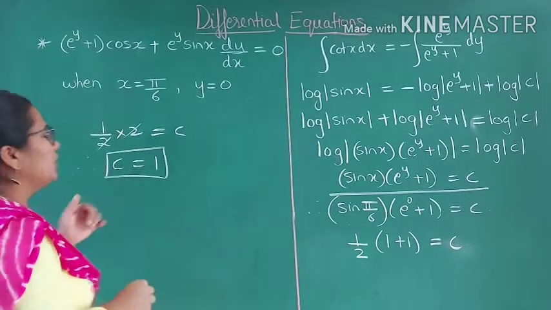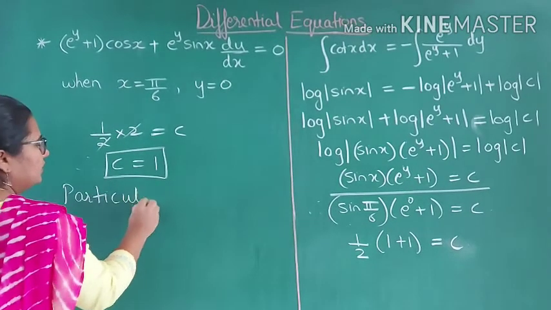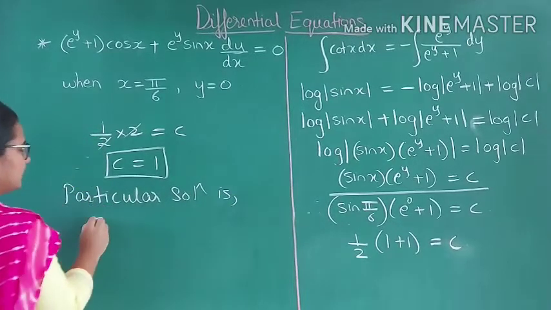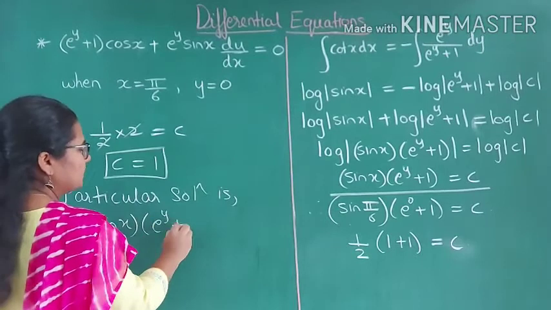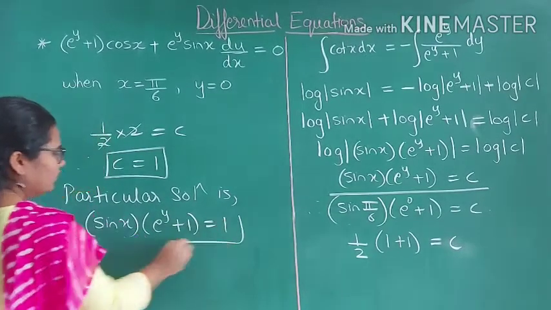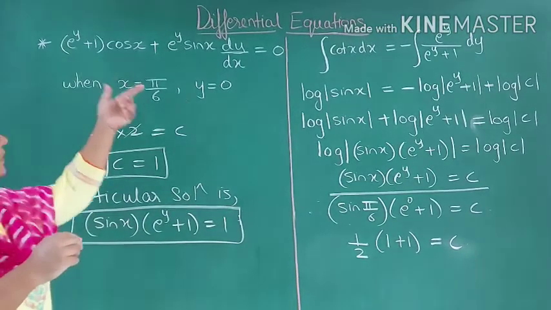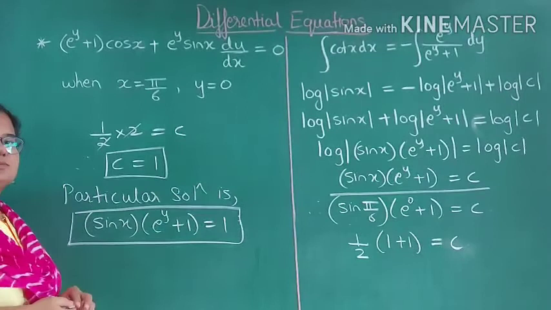So what is the particular solution? Particular solution is sin x into e raised to y plus 1 is equal to 1. So this becomes your particular solution for this differential equation at x equal to pi by 6 and y equal to 0. So let us see the next example.